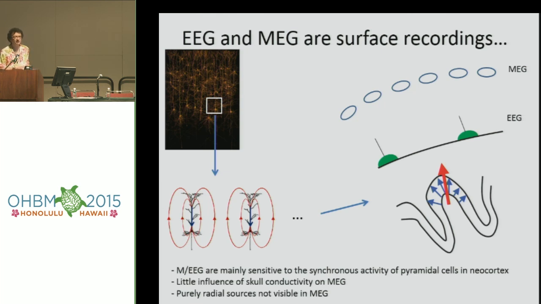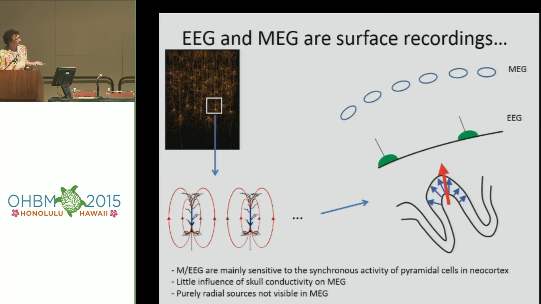As you know, EEG and MEG are surface recordings, and they are mainly sensitive to the synchronous activity of the pyramidal cells in the neocortex. So we need synchronization of many cells to see something at the surface, and we need also the cells to be arranged in a nice, organized way.